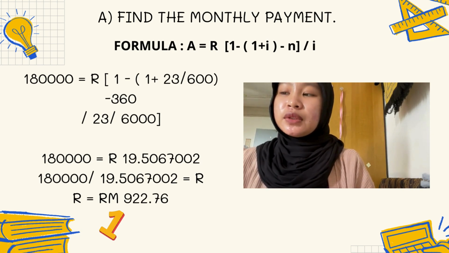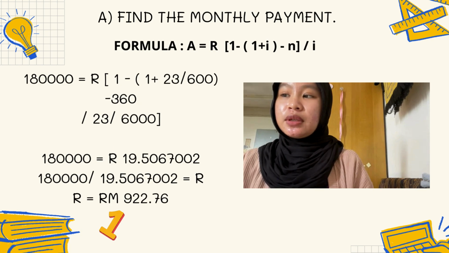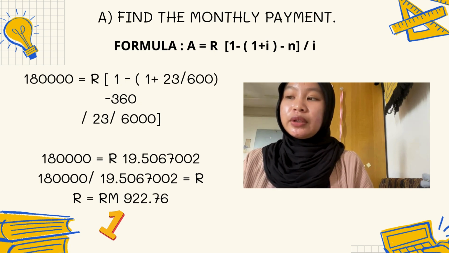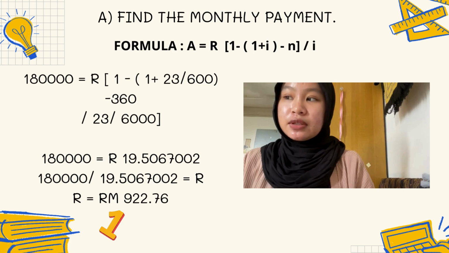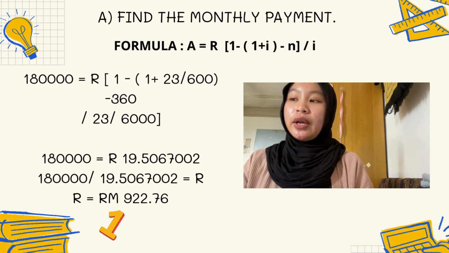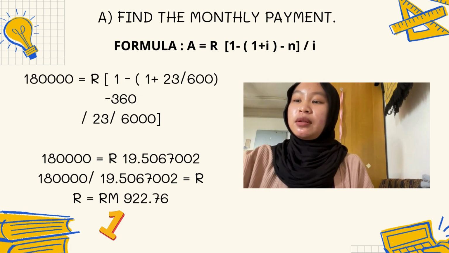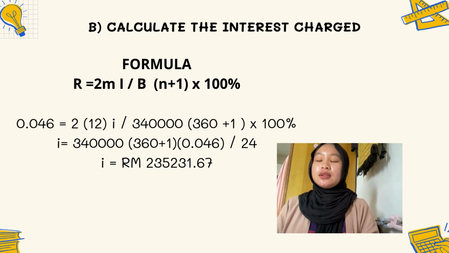19.5067002 R. So the next step is 18,000 equals R times 19.5067002. So to get the answer for R, it is 18,000 divided by 19.5067002 equals R, and the answer for R is RM 922.70. B. Calculate the interest charge.